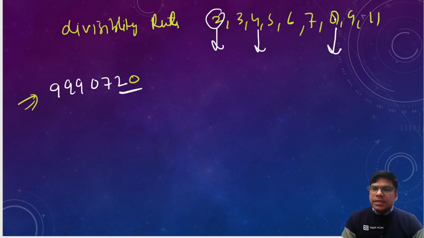What is the divisibility rule of 8? If the last three digits of a number are exactly divisible by 8, then the number itself is divisible by 8.